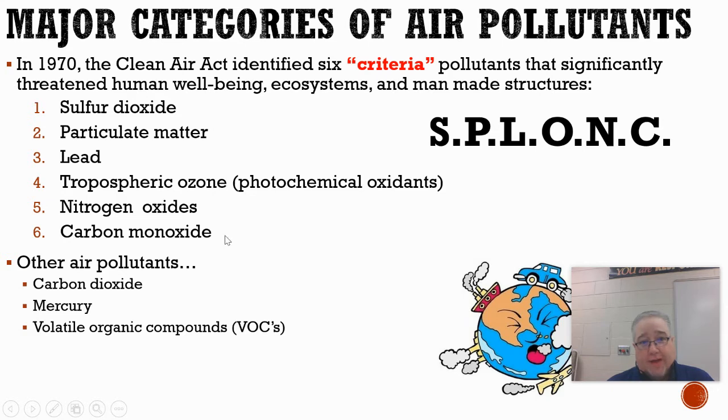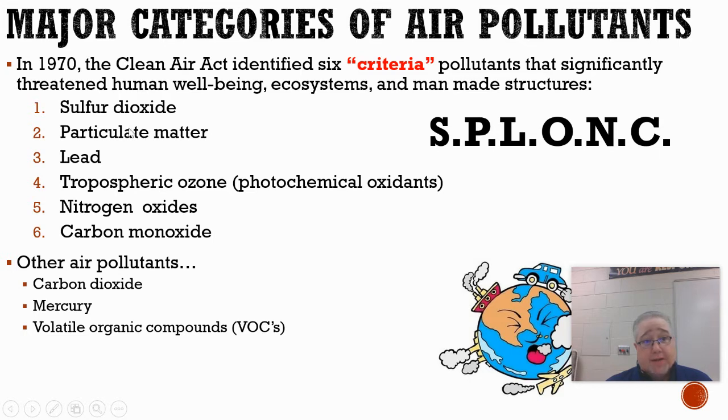Again, these aren't the only things that can be air pollutants, but in 1970, the Clean Air Act identified these six things as really, really bad for the environment. So we started talking about the first couple in the first video. I believe we talked about sulfur dioxide, and I believe I discussed nitrogen oxide.